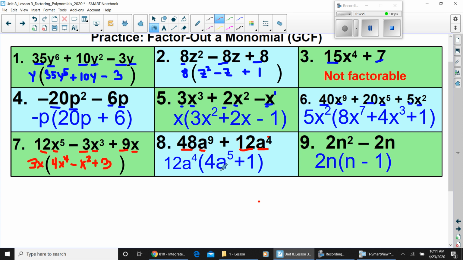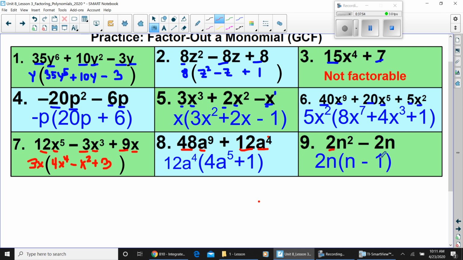12a to the 4th times what equals 48a to the 9th? So I take 12 times 4 is 48. A to the 4th times what equals a to the 9th, a to the 5th. So 12a to the 4th times 4a to the 5th is 48a to the 9th. And then 12a to the 4th is right here. So 12a to the 4th times 1 equals 12a to the 4th.